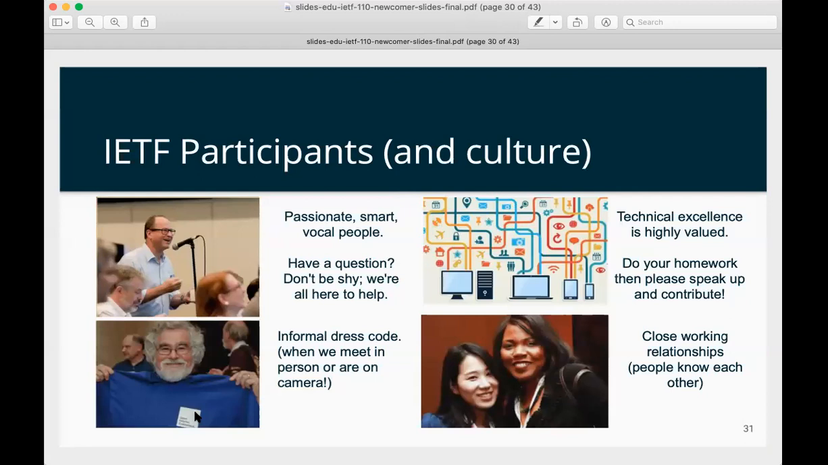So the very first, obviously, is IETF participants. All of you and all of us are the people of the IETF. These are passionate, smart, vocal people.